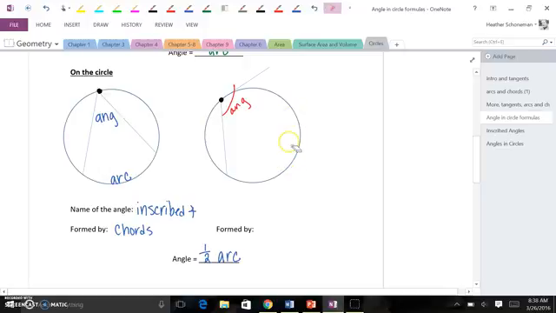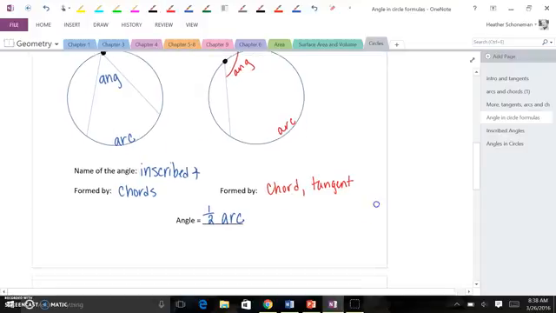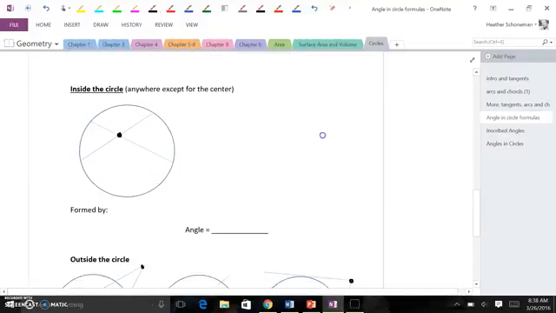Oops, can't spell arc. Let's try that again. Arc. Okay. Now this angle over here is not formed by two chords. The one on the left is a chord, but the one on the right is a tangent because it just intersects the circle in one spot. So when we've got a chord and a tangent, but the vertex is still on the circle, then it's half of the intercepted arc.